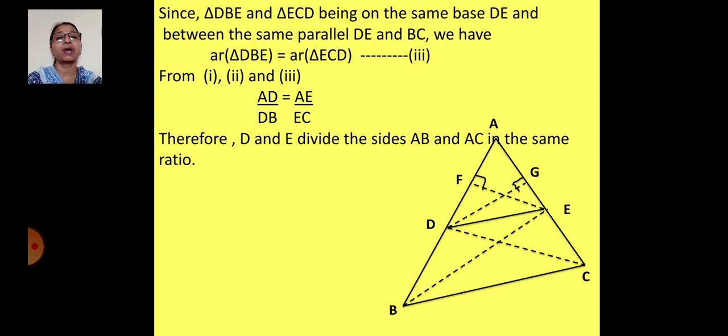So when you combine equations 1, 2 and 3, because the left hand side is same, therefore their right hand side is also same. So you will get AD upon DB is equal to AE upon EC. That means D and E divide the sides AB and AC in the same ratio. Okay, so this is all about your basic proportionality theorem. So from this theorem we can derive 2 more results, but that we will see in the next lesson.